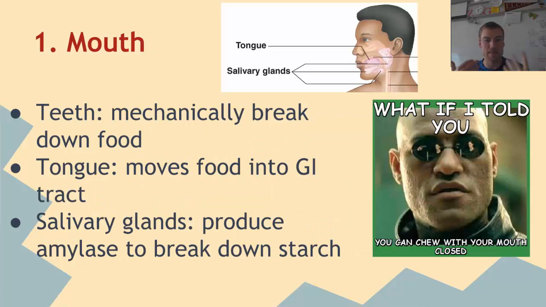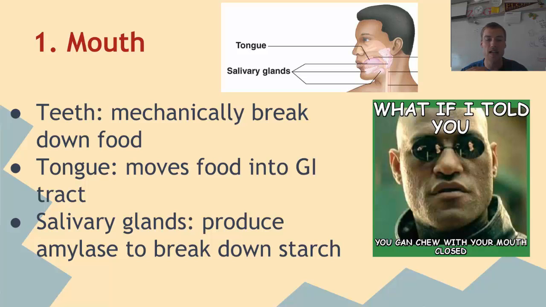So the first place is the mouth, right? We take some food, we ingest it into our mouth. In fact, I just had a cookie a moment ago, so I chewed it up with my teeth. I was mechanically breaking down the food. My tongue helped to move it into the rest of the GI tract. So by swallowing, what you are doing is you are pushing the food into your esophagus and then down into the rest of the GI tract.